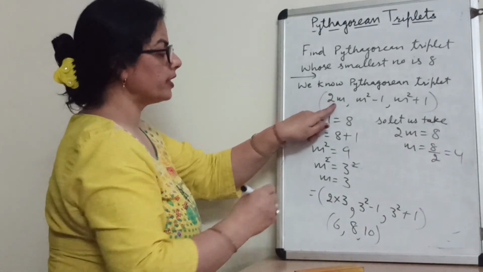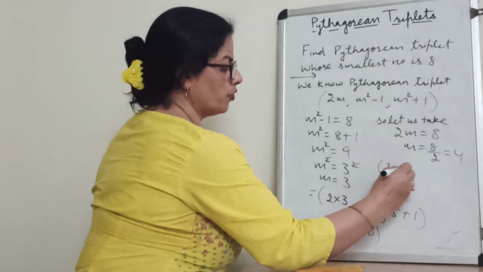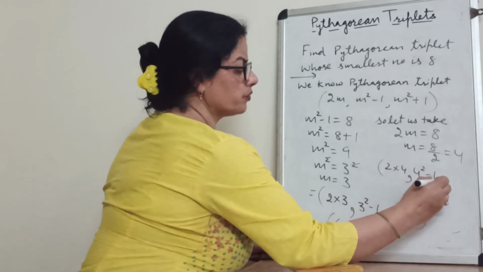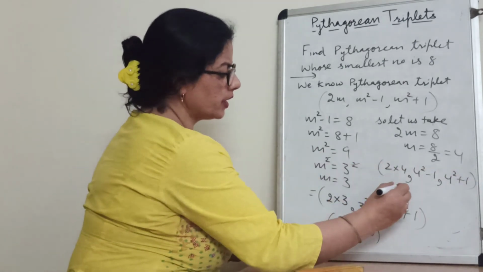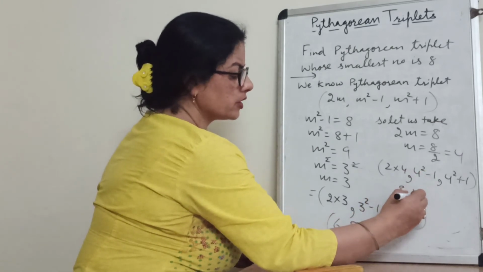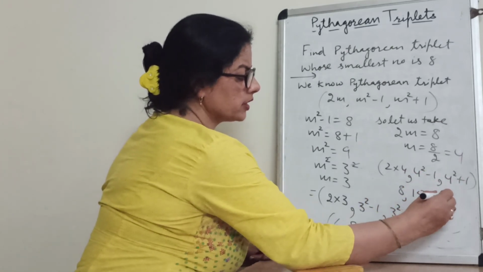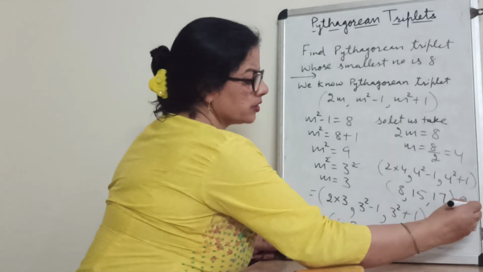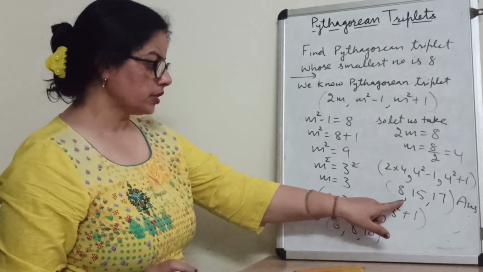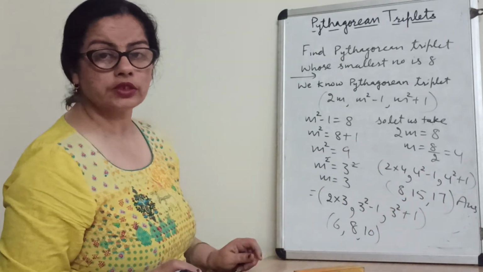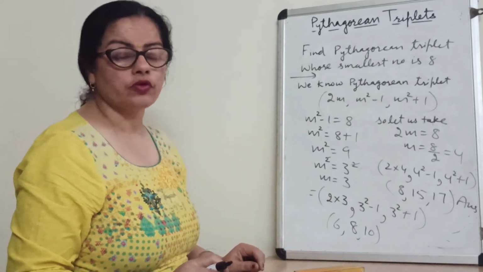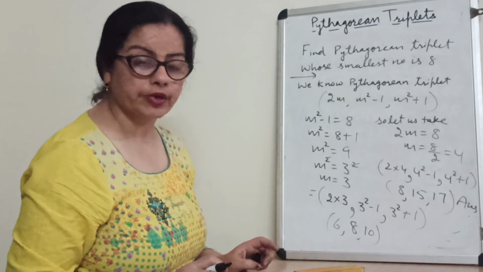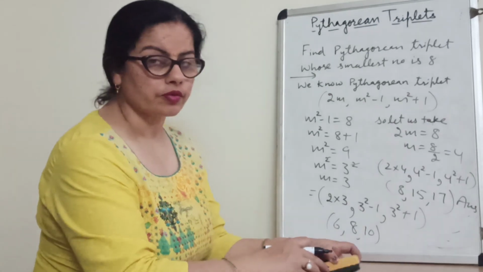And now put the value of m, 4, into 2m, 4 square minus 1, 4 square plus 1. 2 4s are 8, 16 minus 1 is 15, 16 plus 1 is 17. So this will be the answer. Here the smallest number is 8. So in this way you can do question number 2 of the exercise. You can complete your exercise 6.2. Okay, thank you.